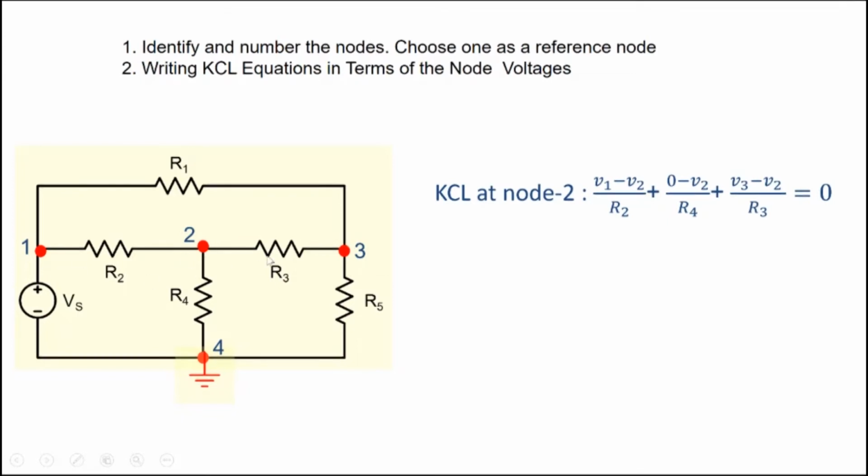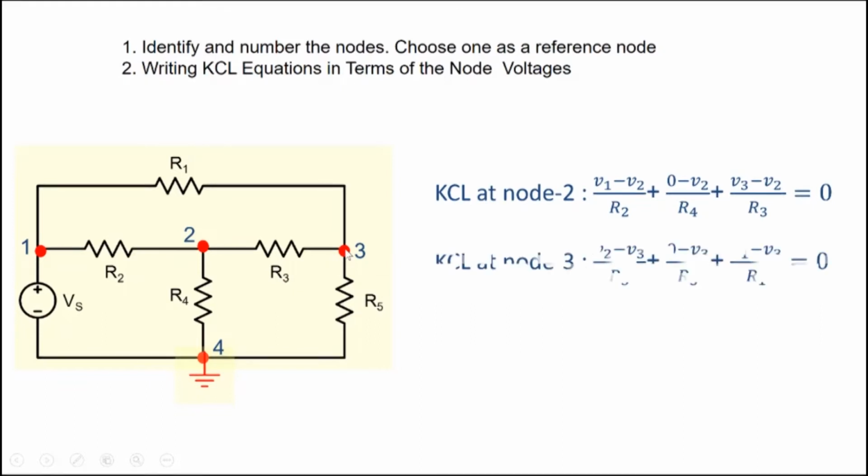The next thing is, at each one of the unknown nodes here, we write down the KCL. So we have 2 unknown nodes here. So we write down KCL at node 2. The current entering node 2 from this side, (V1 - V2)/R2, is 1 current. Current entering from this side would be (0 - V2)/R4. And the current coming from the right hand side will be (V3 - V2)/R3. And the sum of all these currents entering the node is equal to 0.